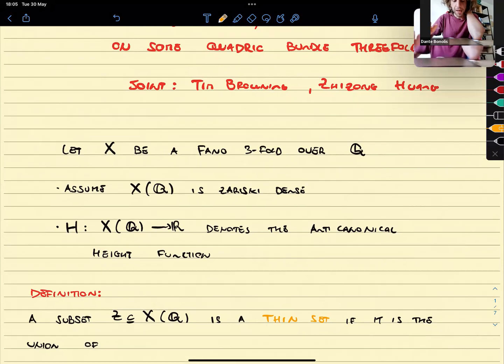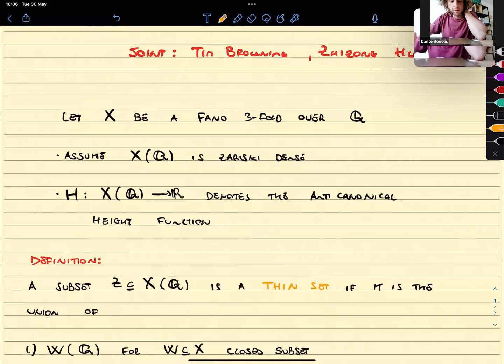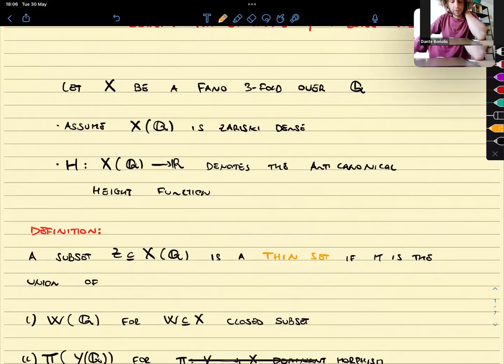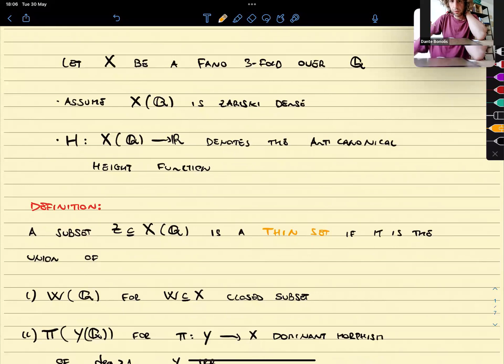So we start with X, which is going to be from now on a Fano threefold, and since we are trying to establish a quantitative result, we need a lot of rational points on it. So the first requirement would be that the rational points are Zariski dense in X, and moreover, here capital H is always going to denote the anti-canonical height function over our Fano variety X. Again, it's going to be very explicit later on, so no worries about this.